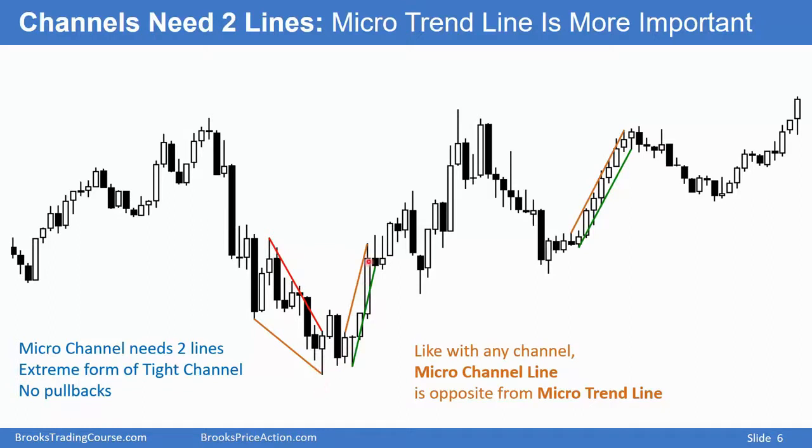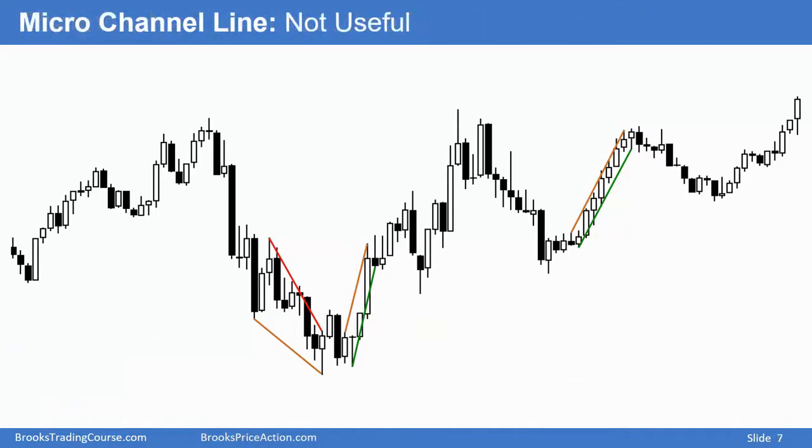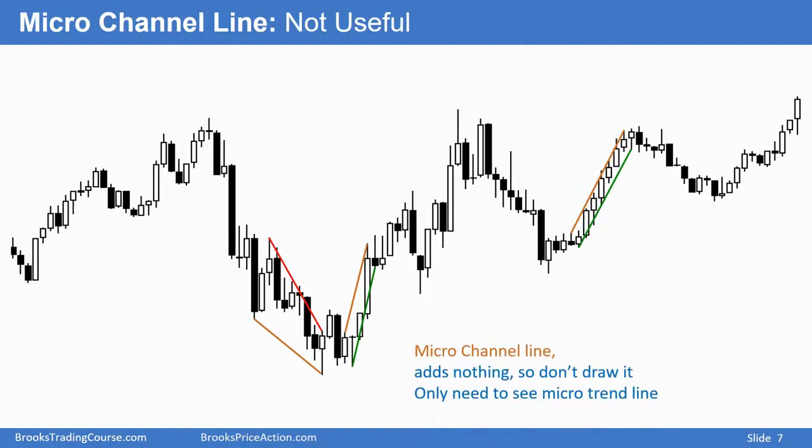Here we have a bull trend line below, and a bull trend channel line above. The channel line really adds nothing to what you're seeing, and you don't have to draw it. I virtually never draw it. I'm only interested in the trend line. Bear trend, so bear trend line. Bull trend, so bull trend line.